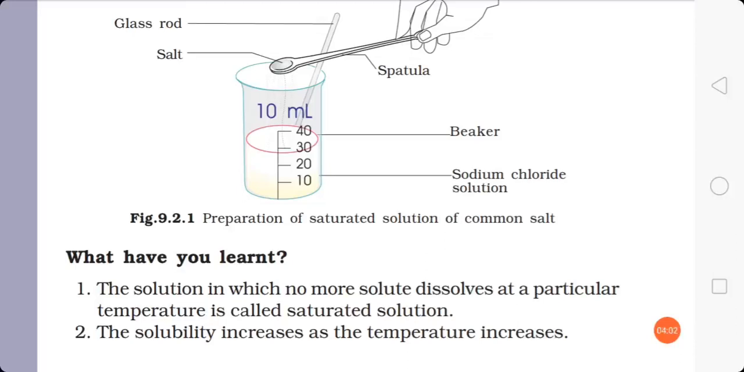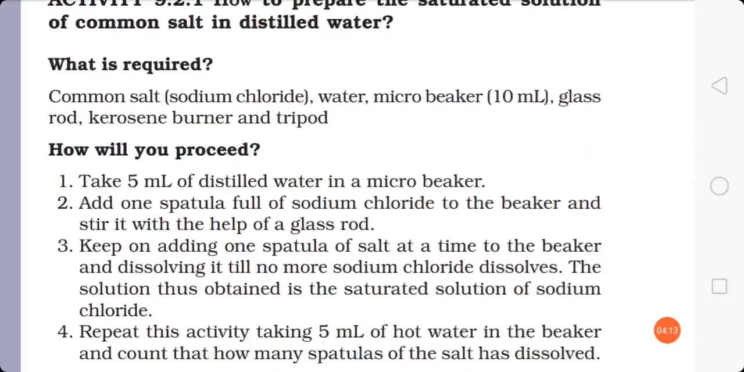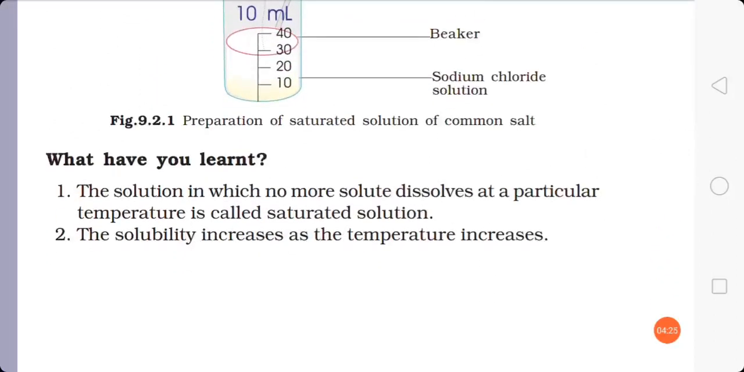Another conclusion is that solubility increases as the temperature increases, because first we dissolved the salt directly in simple water, and in the second process we took hot water instead of plain water. In hot water more spatulas dissolved, which means solubility increased. You can dissolve more salt here. When you heat the solvent, its solubility increases and it can allow more solute in it.